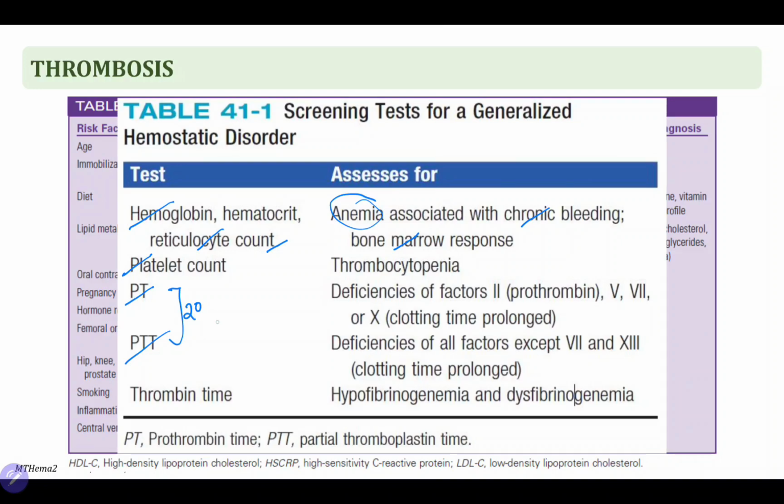Okay? Your pro time assesses your extrinsic and your common factor deficiencies, and your partial thromboplastin time assesses for the intrinsic and your common factors deficiencies. Okay? And then lastly, you have your thrombin time. Thrombin time is used to assess the levels of your fibrinogen or your factor 1. Okay? So you would be able to know whether the patient has hypofibrinogenemia or hyperfibrinogenemia.